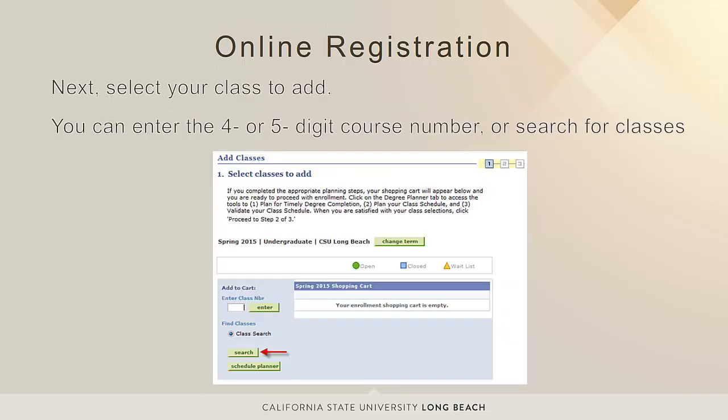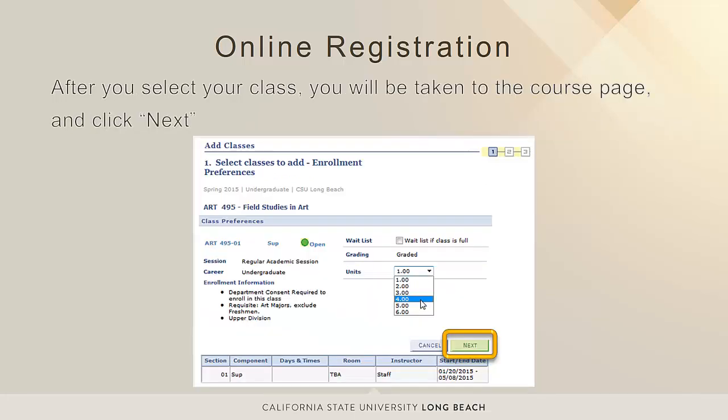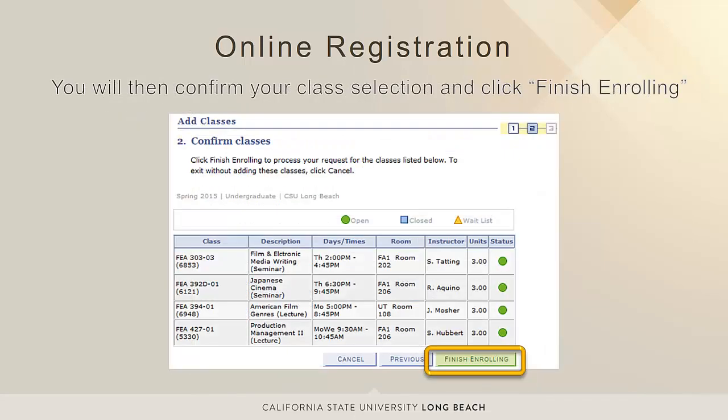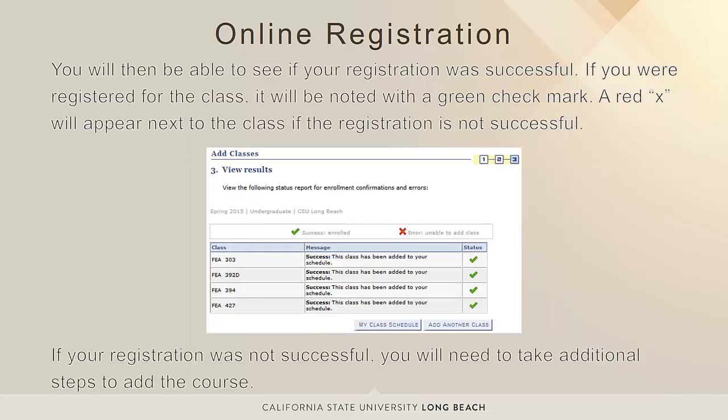You can enter the 4 or 5-digit course number or search for classes. After you select your class, you will be taken to the course page and click Next. You will then confirm your class selection and click Finish Enrolling to complete the process. You will then be able to see if your registration was successful. If you were registered for the class, it will be noted with a green check mark. A red X will appear next to the class if the registration has not been successful. If your registration was not successful, you were not enrolled in the class, and you will need to take additional steps to add the course.